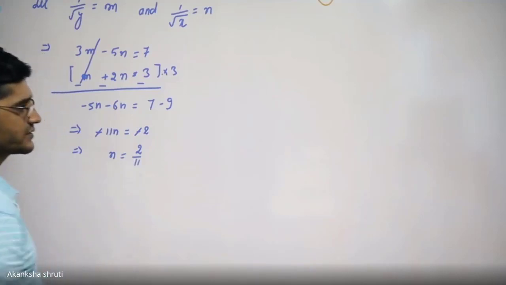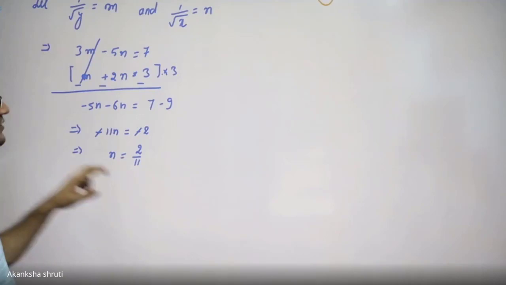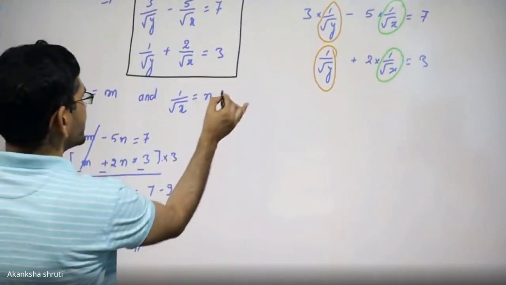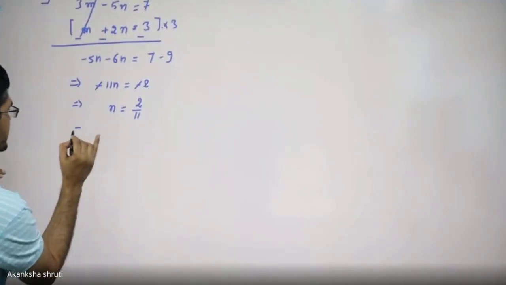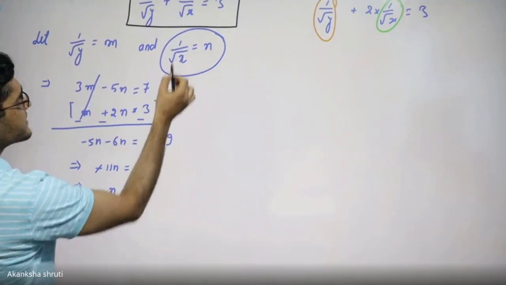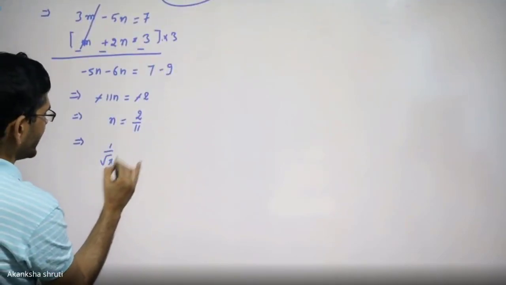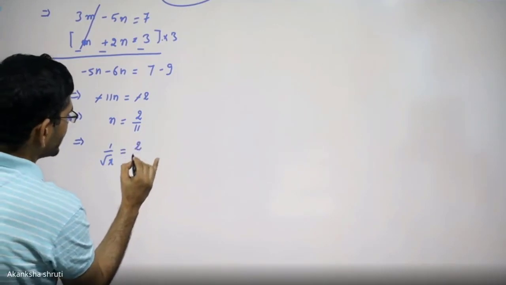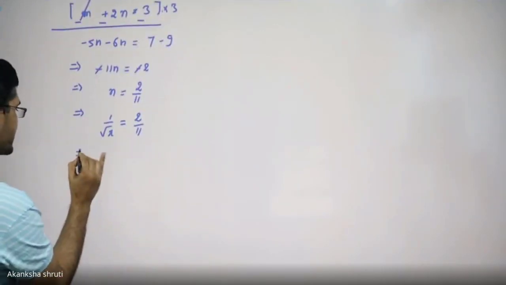Keep in mind, what is this? This n is not the answer. What is our n, student? Keep in mind it is this much. So we need to proceed further. We shall not stop here. In place of n, I shall use 1 by root x. 1 by under root of x is 2 by 11. For getting the variable x, take the reciprocal.